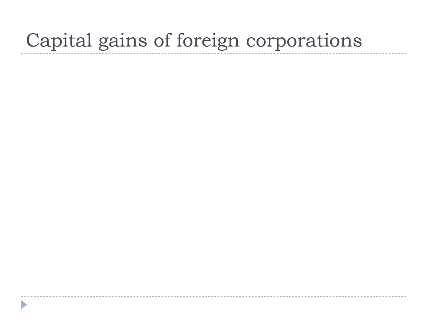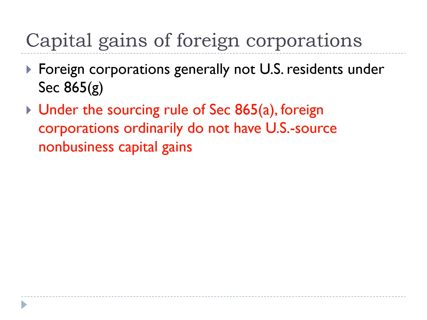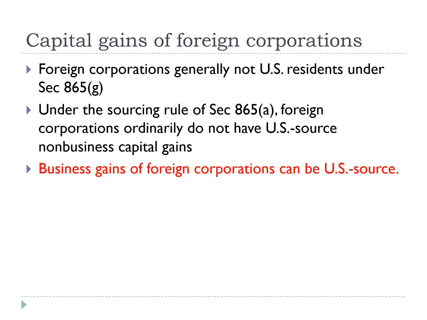U.S. source non-business capital gains of foreign corporations are FDAP income, but these gains ordinarily do not occur. Foreign corporations are generally not U.S. residents under the definition at Section 865(g). Foreign corporations are taxed in the United States on U.S. source non-business capital gains as FDAP income. However, because they are not U.S. residents, under the sourcing rules at Section 865(a), their non-business capital gains are not U.S. source. Business gains of foreign corporations can be U.S. source under special rules in Section 865. We will discuss these in a later lecture.